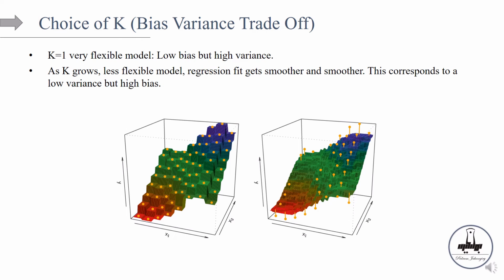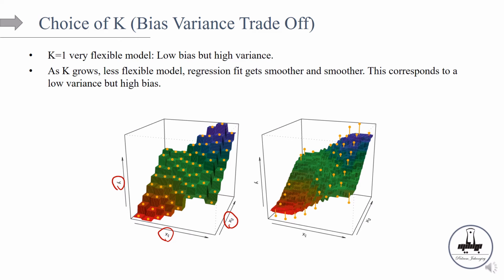All right, look at KNN regression in 3 dimensions. Now we have x1, x2, and our target variable. Okay, so the same story. When k is equal to 1, the model is very flexible, low bias, high variance. As k increases, the model becomes less flexible, and the regression fit gets smoother and smoother. And this corresponds to a low variance and high bias.